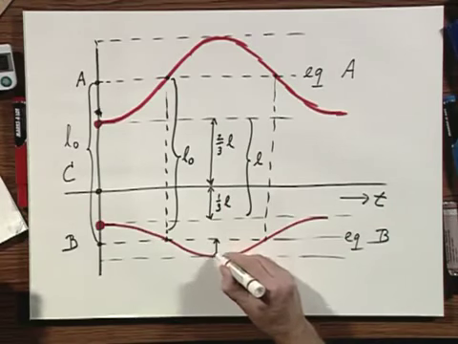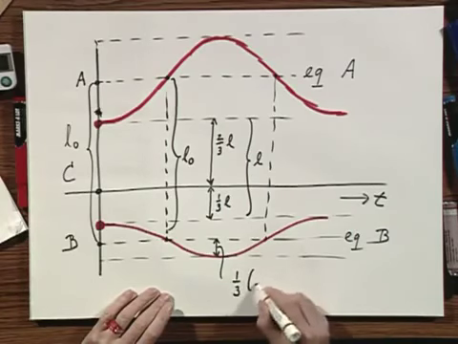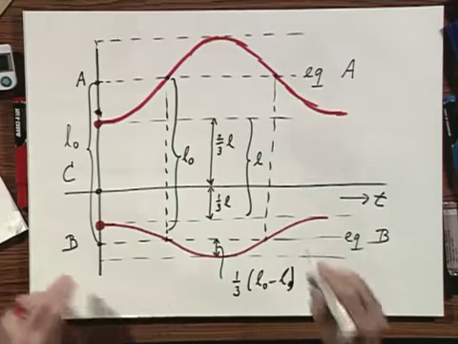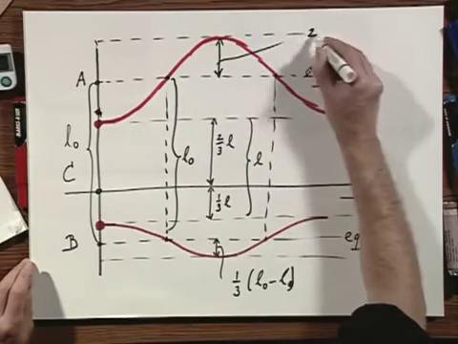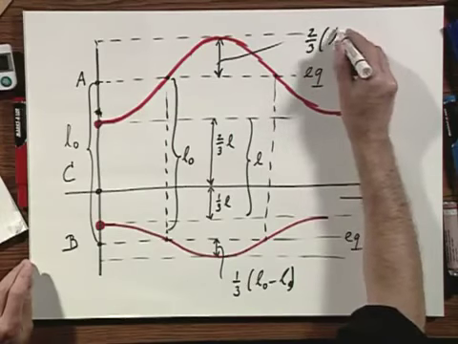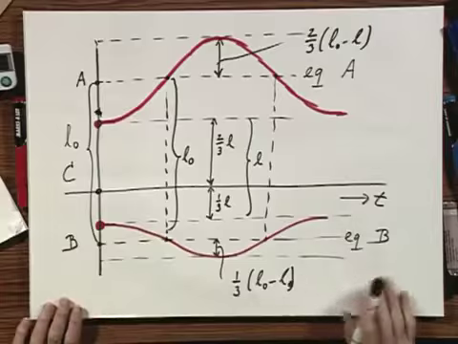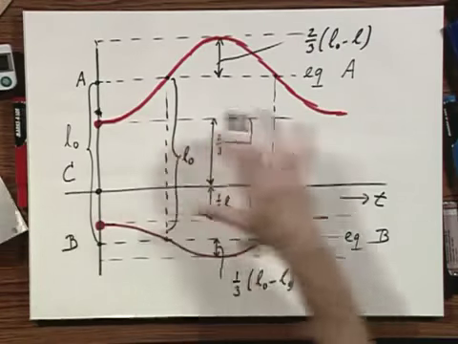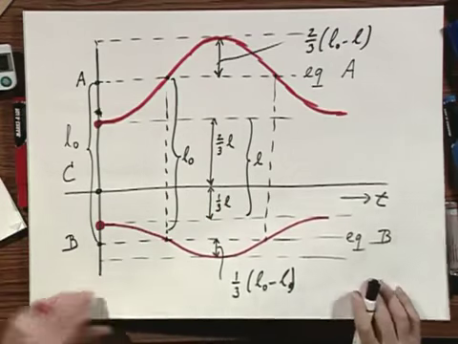The amplitude of the oscillation of B would then be 1/3 times L0 minus L, and the amplitude of the oscillation of A would be 2/3 times L0 minus L. And I think this is about all I can say, and everything that we've just discussed is implicit in this drawing.